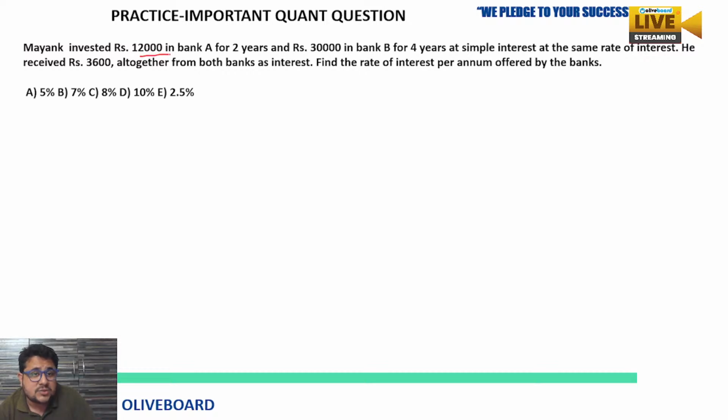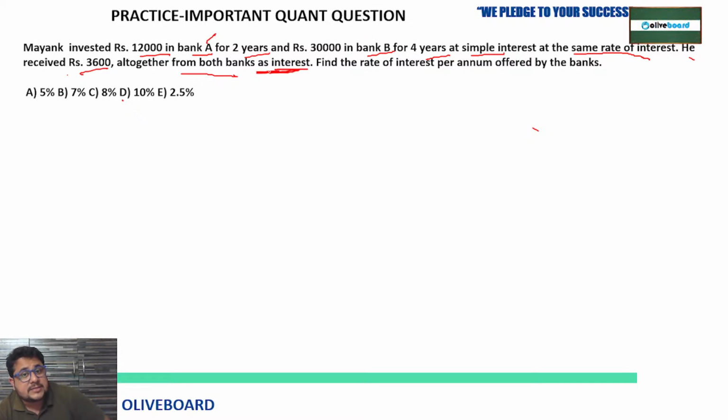Mayank invested rupees 12,000 in bank A for 2 years and rupees 30,000 in bank B for 4 years at simple interest, and the rate of interest is also the same. If he received rupees 3600 altogether from the banks, meaning from bank A and bank B together, he got 3600 as interest. Find the rate of interest per annum offered by the banks.